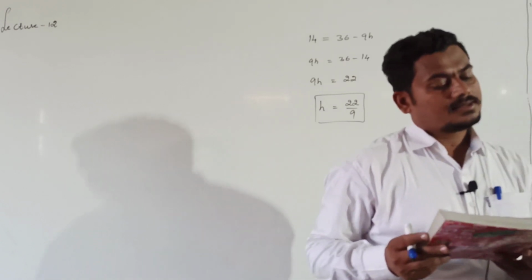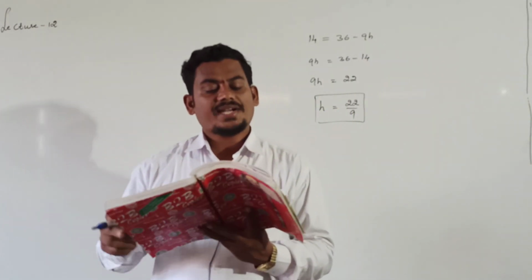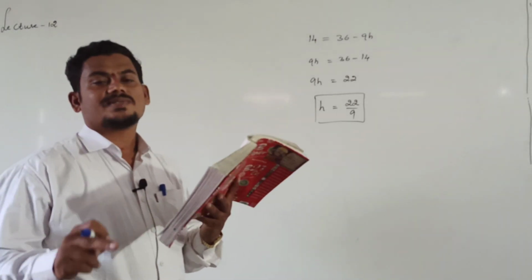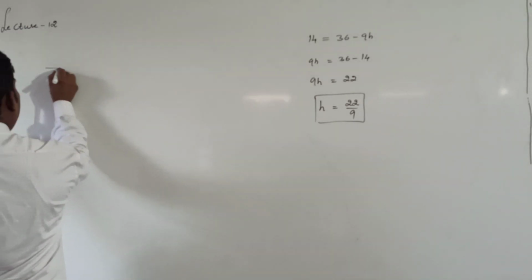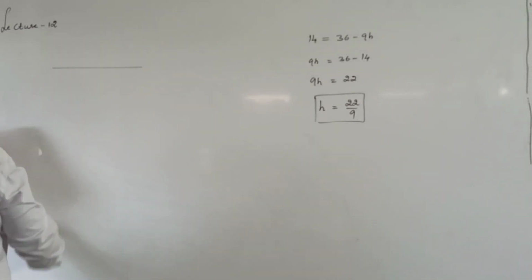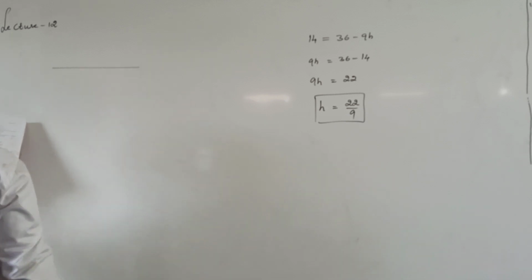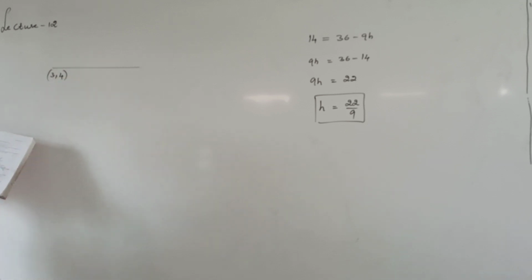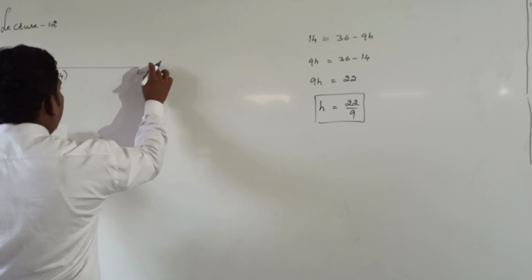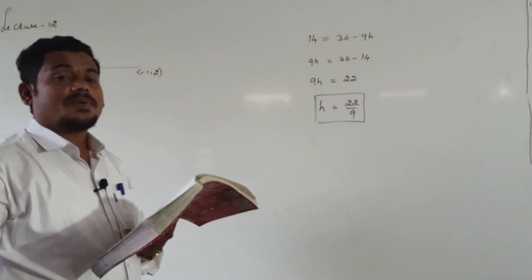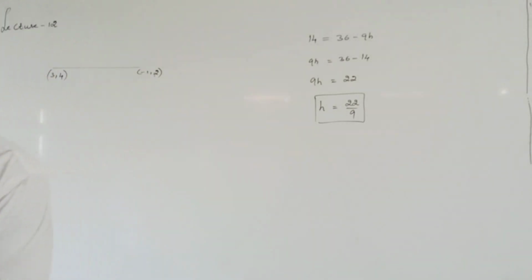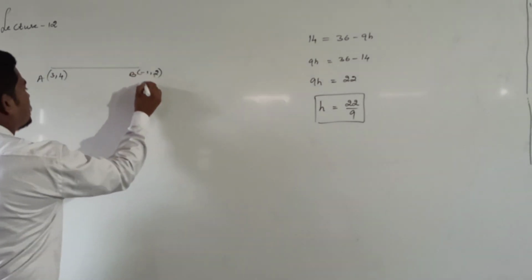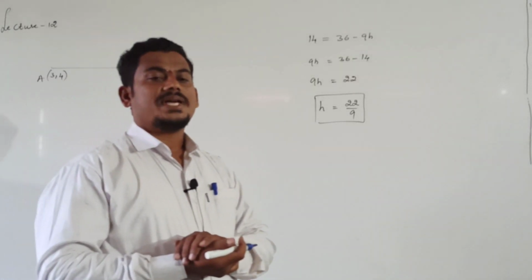Question number 13 in exercise 10.3. Find the equation of the right bisector of the line segment joining the points 3, 4 and minus 1, 2. One of the lines they have given: the line segment joining the points 3, 4 and minus 1, 2. Find the equation of the right bisector of this line. Right means perpendicular. Take this as A and this as B. Right bisector of the line joining the given 2 points.